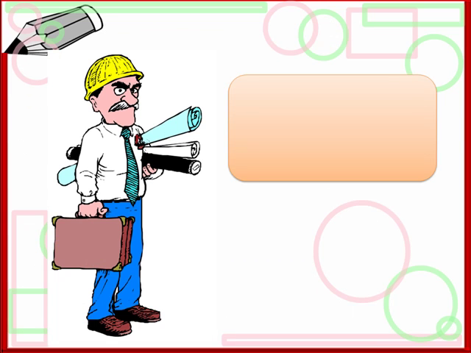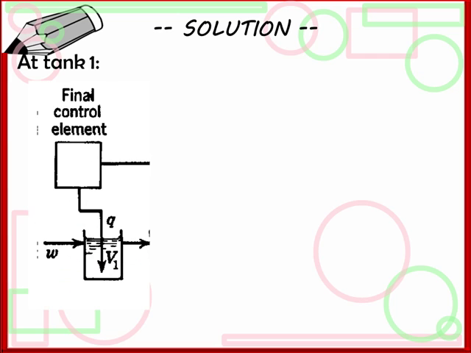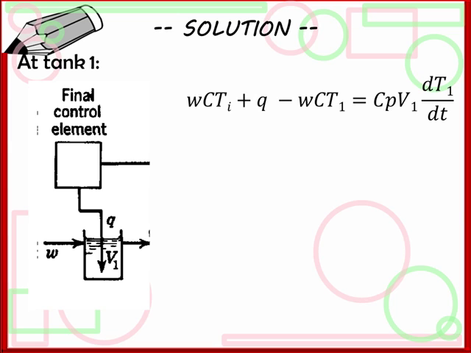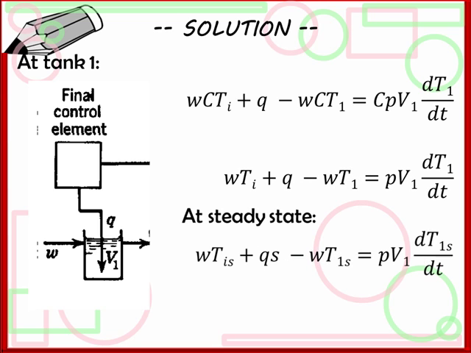Ready? We can now start solving the problem. We first establish the energy balance in tank 1. By inspection, it can be observed that there are two inputs, the load and the Q. Letting Ti the inlet temperature of the load and T1 the temperature leaving tank 1, the energy balance in this tank will be as shown. Keeping C constant, it can be reduced into this equation. And at steady state, we'll have this equation.